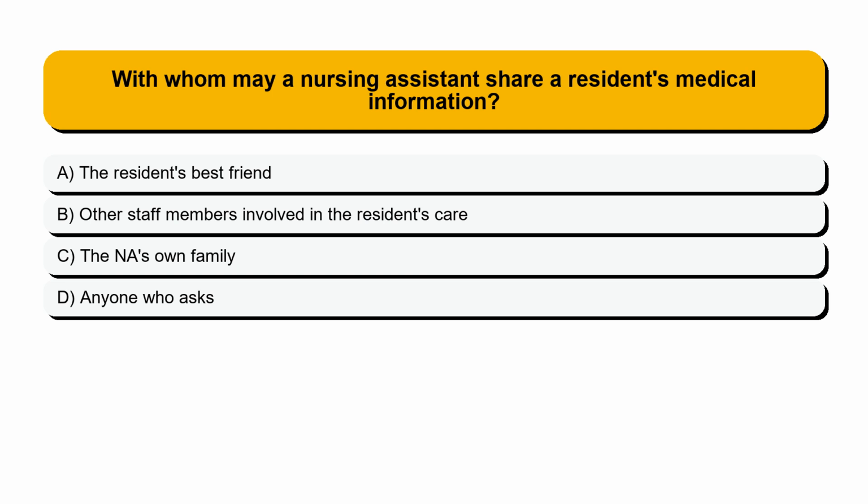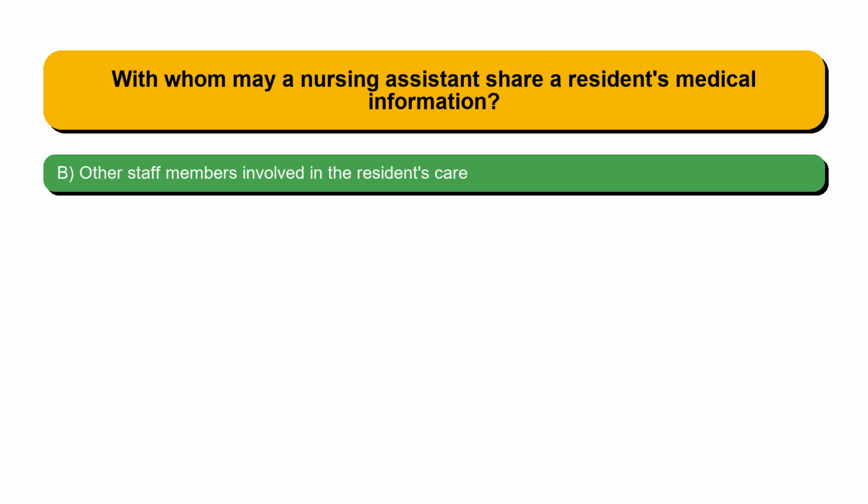Question 36. With whom may a nursing assistant share a resident's medical information? Option A. The resident's best friend. Option B. Other staff members involved in the resident's care. Option C. The NA's own family. Option D. Anyone who asks. The correct answer is option B.